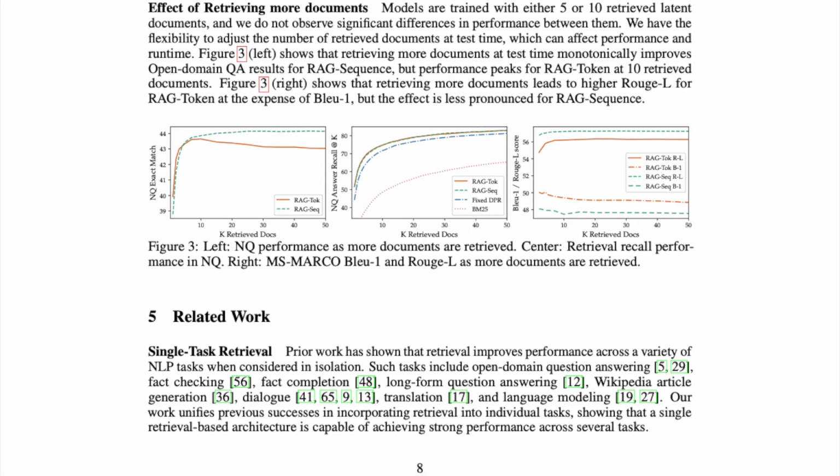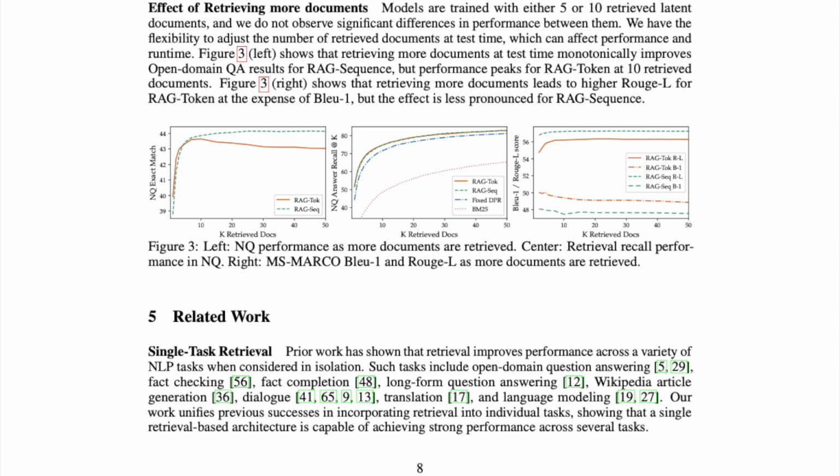Effect of retrieving more documents. Models are trained with either 5 or 10 retrieved latent documents, and we do not observe significant differences in performance between them. We have the flexibility to adjust the number of retrieved documents at test time, which can affect performance and runtime. Figure 3, left, shows that retrieving more documents at test time monotonically improves open domain QA results for RAG-Sequence, but performance peaks for RAG-Token at 10 retrieved documents.